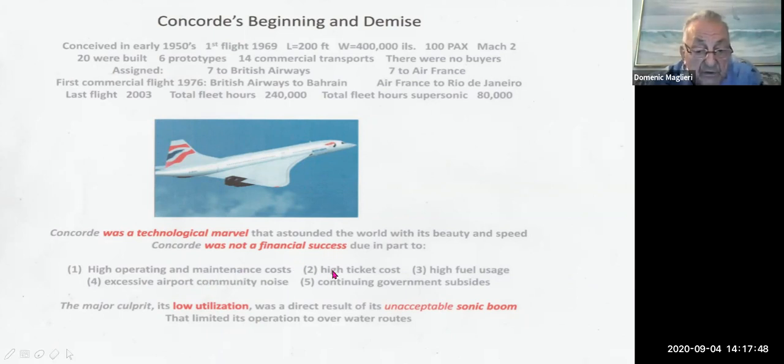High operating maintenance costs, high ticket costs, high fuel usage, airport community noise excessive, and continued government subsidy. But the big culprit was low utilization because he couldn't fly over land because of the unacceptable sonic boom, so he's limited to over water. Well, with his range, it meant the Atlantic, and there aren't so many flights you can make back and forth across the Atlantic in a day to really make money. So how might this impact the current fellows and maybe future ones?